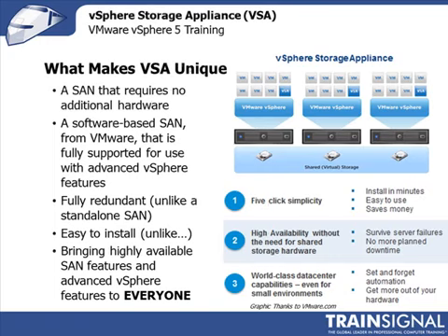Here's another nice graphic from vmware.com that depicts the things that make the VSA so unique. First off, they say that it installs in minutes. In fact, they claim that you can install it in 5 clicks. I'm not so sure about that, but we'll see. It offers high availability without the need for dedicated shared storage hardware. It can survive server failures, and it offers world-class data center capabilities and brings those down to small environments. So they say it has set-and-forget automation, and you can get more out of the local storage that's on your hardware. And to me, one of the coolest things about the VSA is it's a software-based SAN from VMware that's fully supported for use with advanced vSphere features.